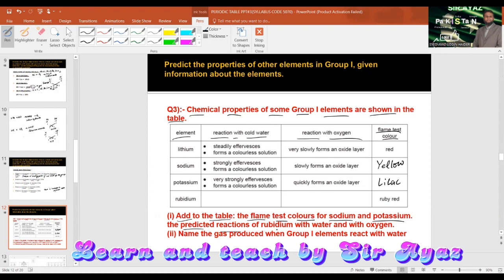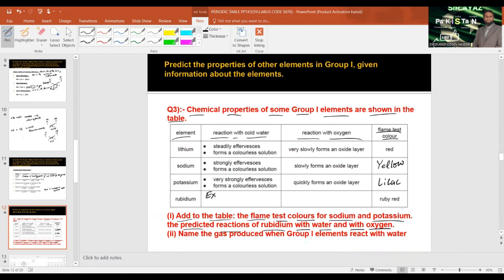The predicted reactions of rubidium with water and with oxygen. So you can write explosive reaction, as I have already mentioned, explosive reaction.